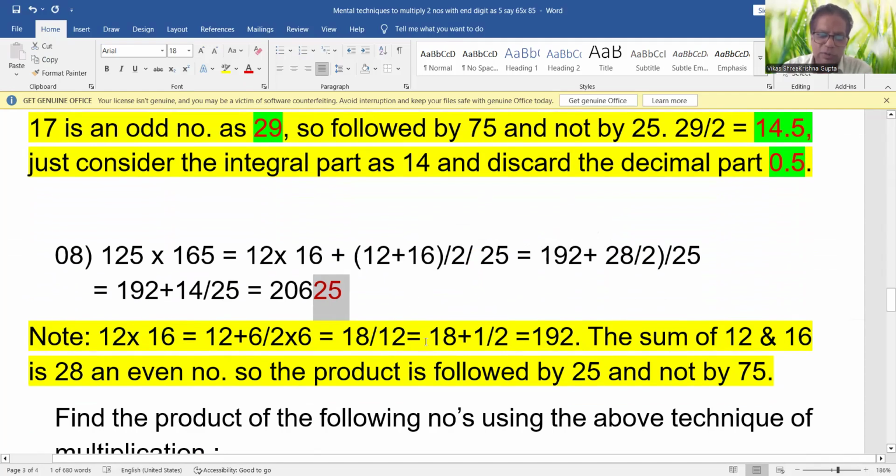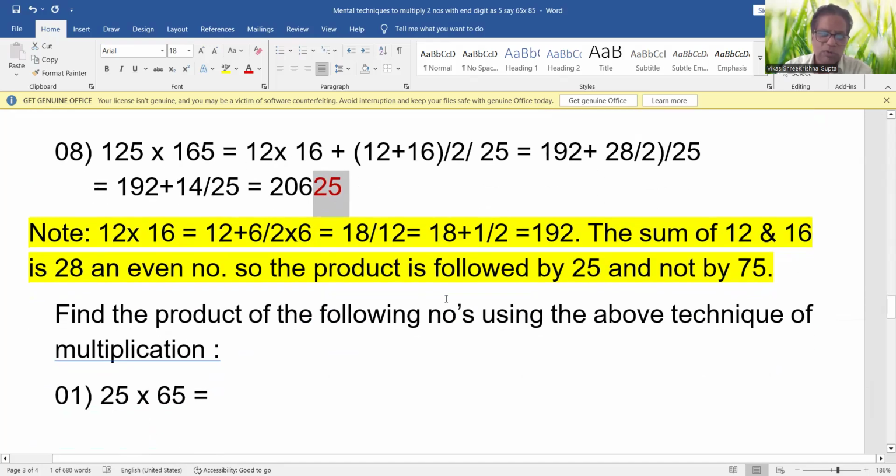12 into 16 is equal to 192. I have shown here how to multiply using the Nikhilam Sutra. Then 28 divided by 2 gives you a complete integral part. There is no decimal part involved. It will be 14. So we add 14 to 192 and get 206, followed by 25. So the complete answer is 20625.